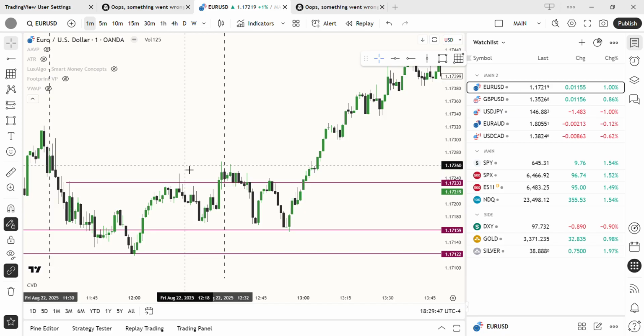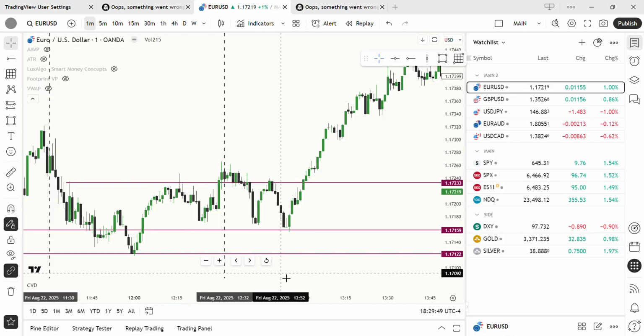So let's calculate the win rate. We took 1, 2, 3, 4 trades. 2 won, 1 lost, 3 broke even.